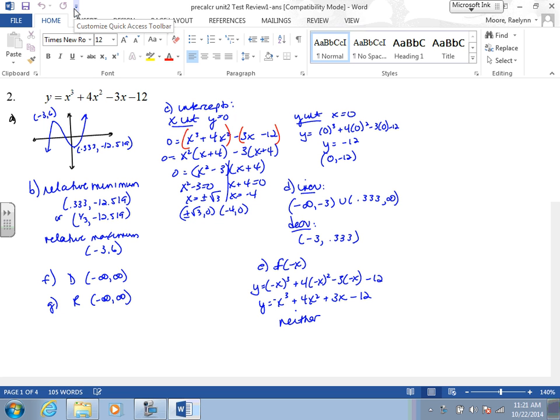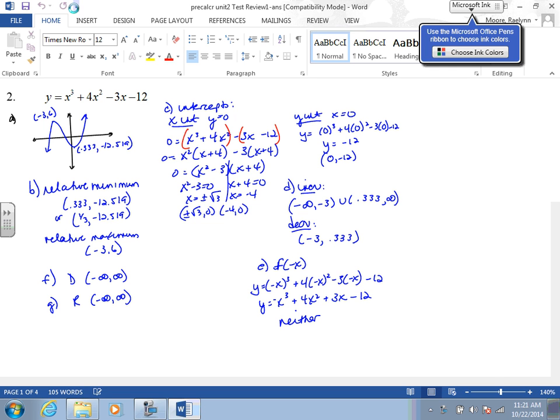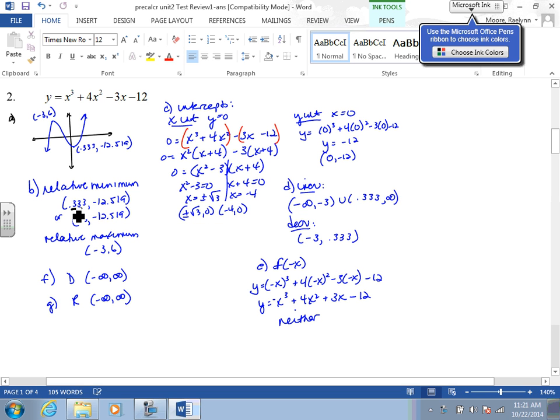Your maxes and your mins, these are both relative because it's all real numbers for your domain and your range. So your absolutes don't exist. Make sure you give me 3 decimal places. I put this one in case you wanted to flip it to a fraction, hoping that maybe someday you'll like fractions. You can flip that into a fraction as well.